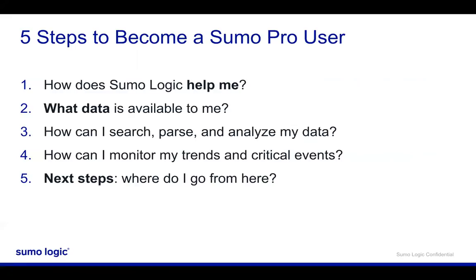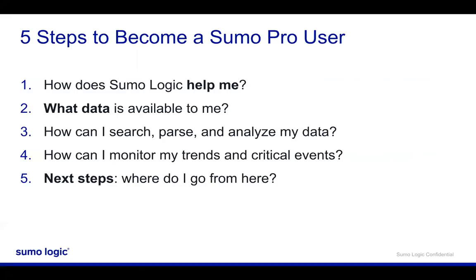And then I'm going to take a step back and assume that you're brand spanking new to Sumo. You've just been given an account, but you don't know what data is available to you. So how do you go and find out, one, what's available? How do you start analyzing? How do you start searching that data, parsing it?